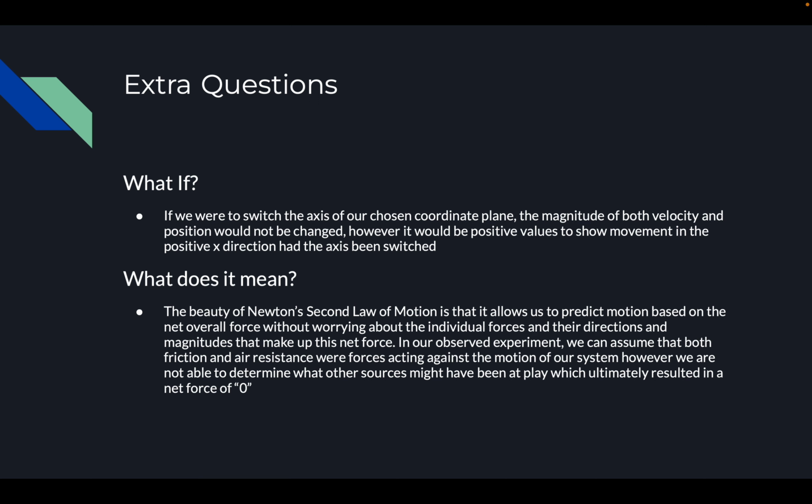The beauty of Newton's second law of motion is that it allows us to predict motion based on the net overall force without worrying about the individual forces at play. Because of this, we could assume that both friction and air resistance were forces acting against the motion of our system. However, we are not able to determine what other sources might have been in play at the time.